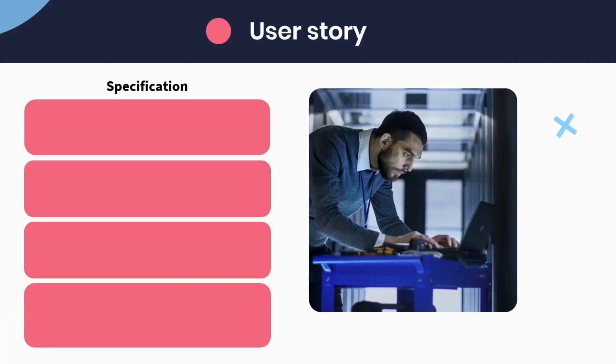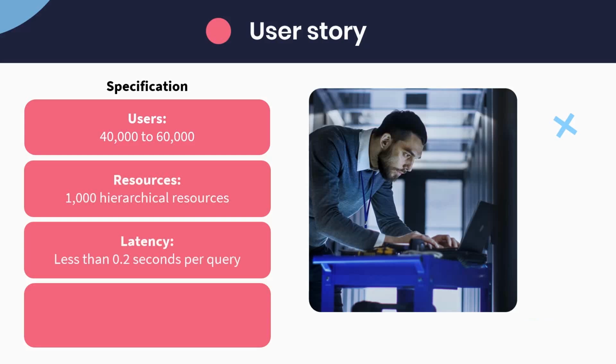The specification is slightly different for this user story. The system needs to be designed to support between 40,000 and 60,000 users with 3,000 queries simultaneously. In terms of resources, we're still looking at 1,000 hierarchical resources each, with multiple actions to be shared in communication between all connected users. The latency is the same as we had for our first scenario, but the infrastructure needs to be decentralized, where all 4 geographically locations would be sharing the workload of the entire company.